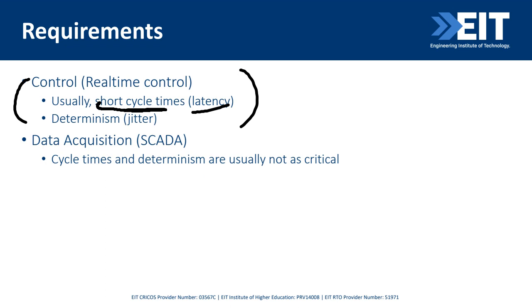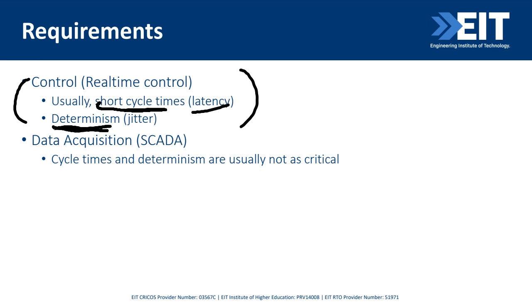Very important also is determinism, what we call jitter. This is the randomness. I want this randomness to be as small as possible, meaning when one device wants to communicate with another device, jitter should be small. The delay should always be constant. Like if it's 10 milliseconds, I want it always to be 10 milliseconds.